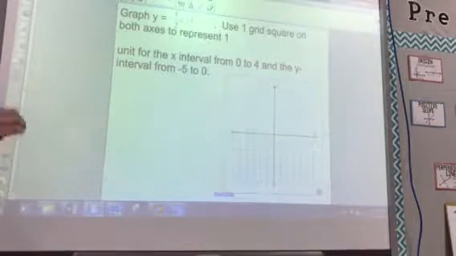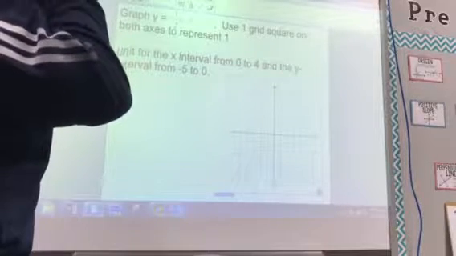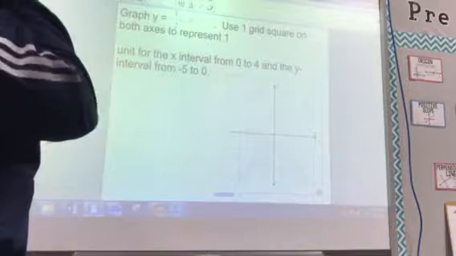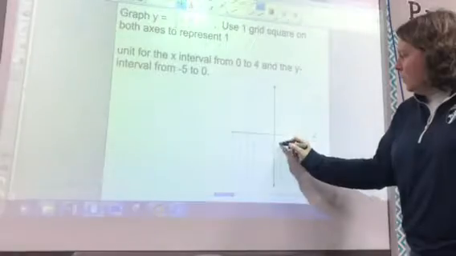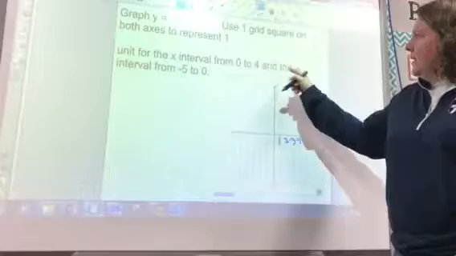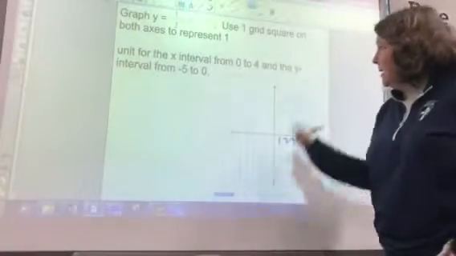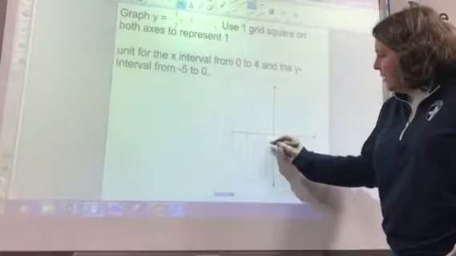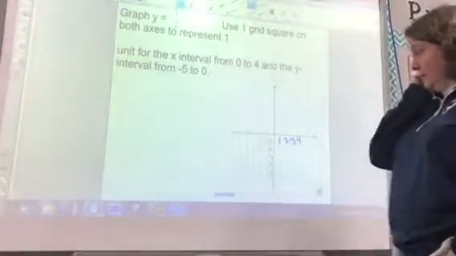Alright, let's see here. I'm going to figure out how I'm going to number my grid first. 1 grid square on both axes represents 1, so I'm going to go by ones. My x interval, I'm going to go 0 to 4. This is my x-axis: 1, 2, 3, 4. I said interval. That was a mistake. It's axis. Oh, wait, it says interval. Oh, they're telling me how I'm going to do it. Okay. My y from -5 to 0: 0, -1, -2, -3, -4, -5. Okay, so I've numbered it the way it's told me to number it.